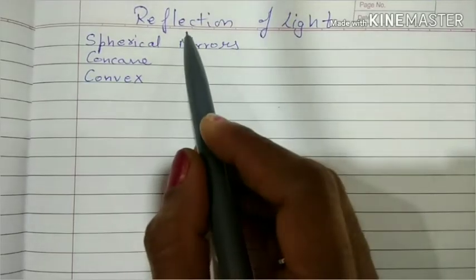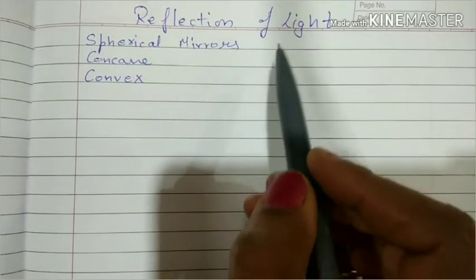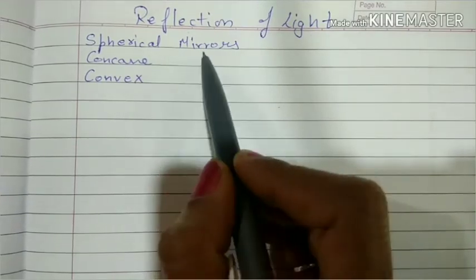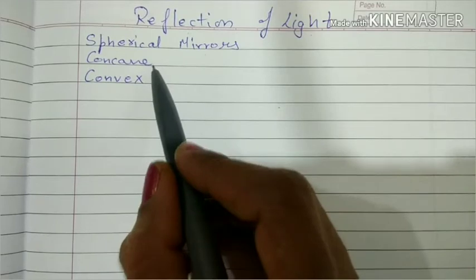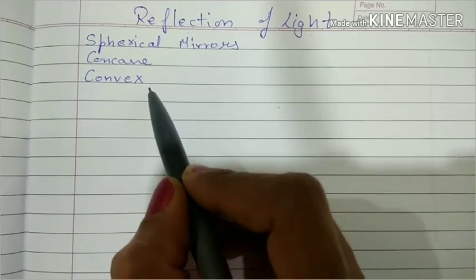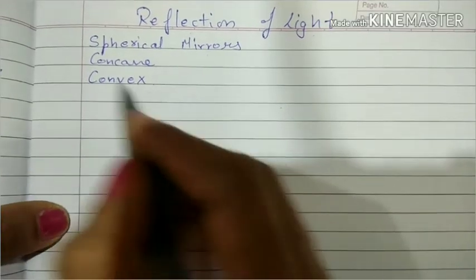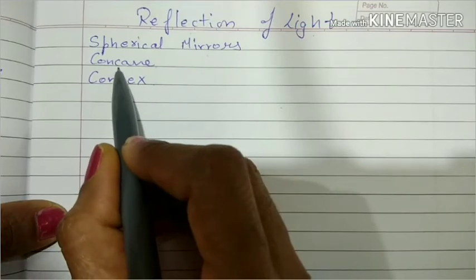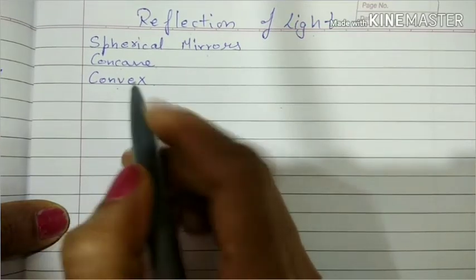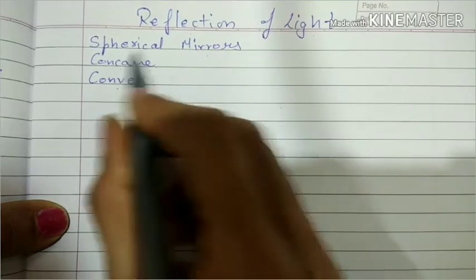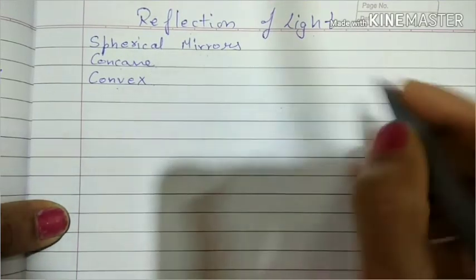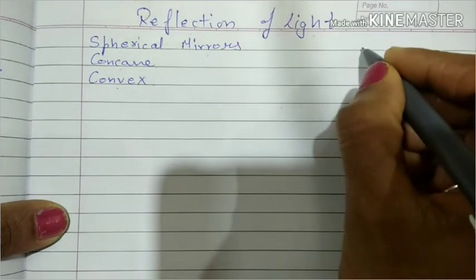Today's session of reflection of light, we'll look at some of the concepts of spherical mirrors, and also we'll look at the terminology that is used for concave and convex mirrors. So let's consider first what are concave and convex mirrors. Now these mirrors are actually a part of the spherical mirrors. So when you consider spherical mirrors, let's consider a sphere.